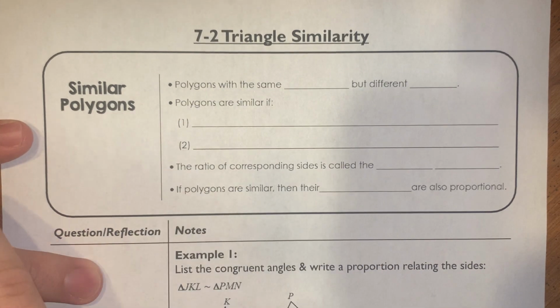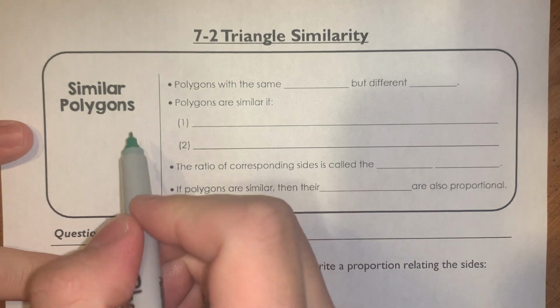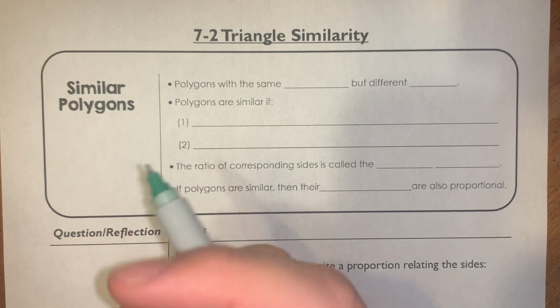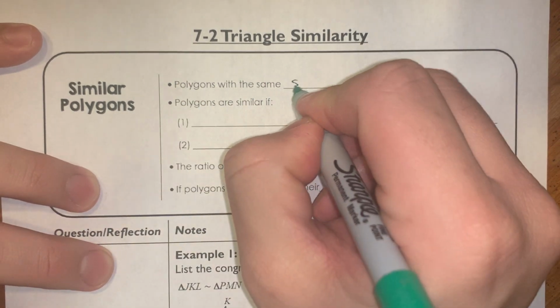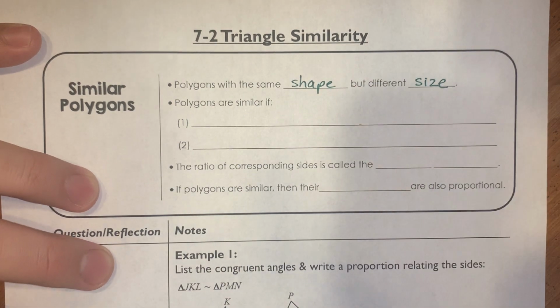Hello everyone. So for this next video, we're going to be talking about triangle similarity. First of all, the main thing you have to understand is what a similar polygon is. Essentially, similar polygons are polygons with the same shape, but a different size.